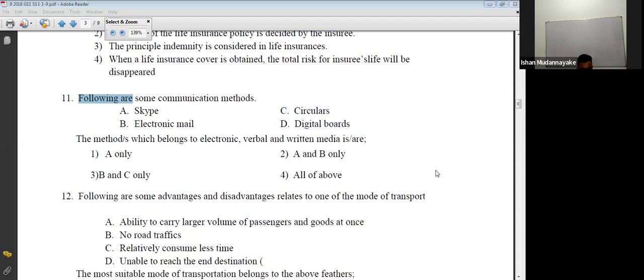Lamai, question number 11, what's the answer? Give me quick answers. The method which belongs to electronic, verbal or written. One of you, Lamai, what's the answer? Yes, I got answers. Second answer, Tarun. Right, okay, right, Lamai.